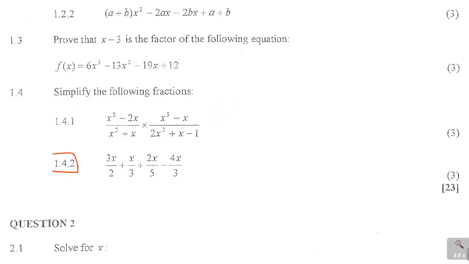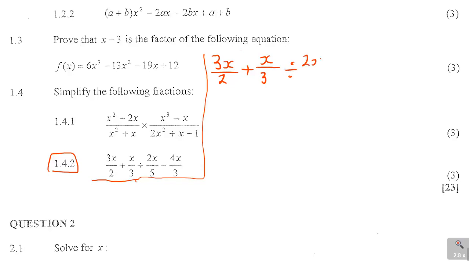Let us look at the last one. This is actually more interesting. I will encourage you to watch it. This is 3x over 2. Usually in the later stage it used to carry more marks than this one. Here they gave it 3 marks. x over 3 divided by 2x over 5 minus 4x over 3.